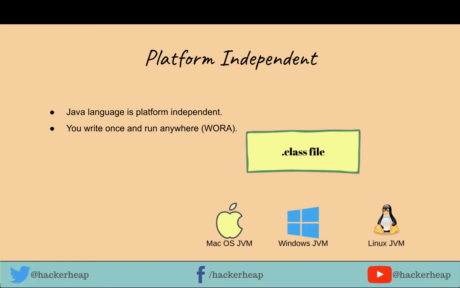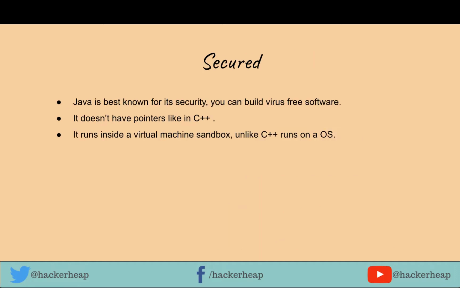So that .class file can be executed on any machine with respect to JVMs. So you have the .class file and it can run on a Mac OS, Windows, or Linux machine after installing the respective JVM of those platforms. So it is platform independent, and it is secured.